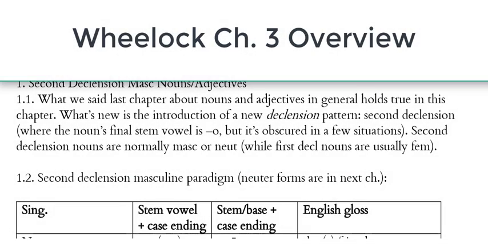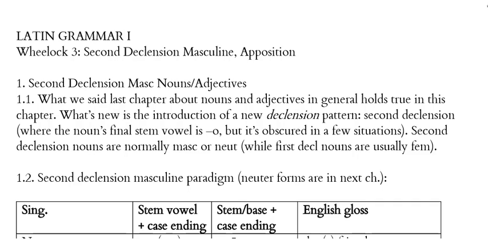All right, so let's talk about Wheelock chapter 3. In this chapter, we are dealing with second declension masculine nouns and adjectives and the concept of apposition. And then we'll just touch on word order briefly. So, second declension masculine nouns and adjectives.